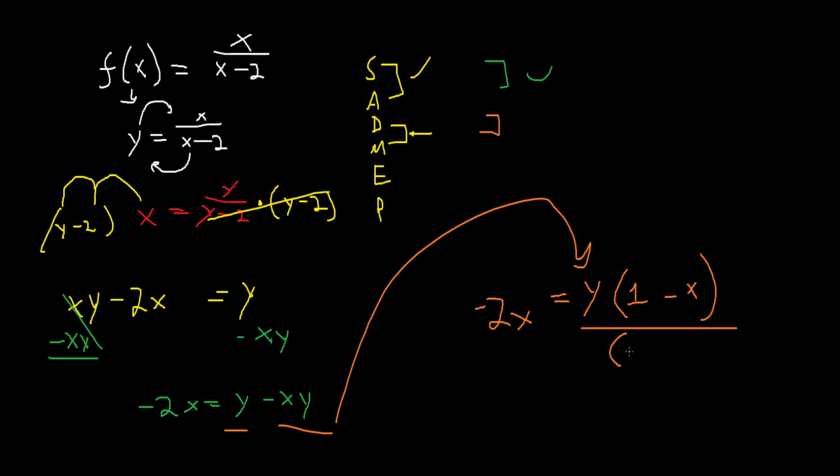So now it's just y multiplied by that thing. The opposite of multiply would be divide. So we're dividing by 1 minus x on both sides, and we wind up with y is equal to negative 2x over 1 minus x.